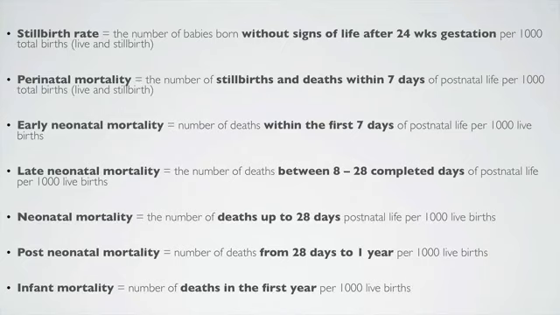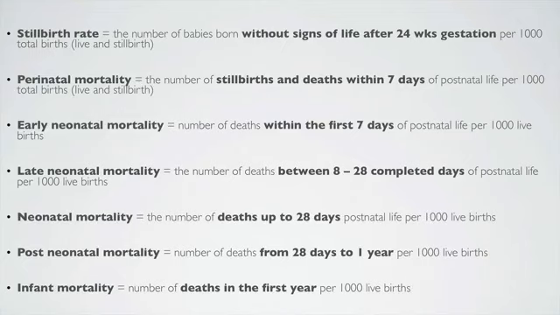So the stillbirth rate is the number of babies born without signs of life after 24 weeks of gestation per 1,000 total births. So stillbirth is when you are born after 24 weeks of gestation without signs of life. And so the stillbirth rate is the number of stillbirths per 1,000 total births. Perinatal mortality is the number of stillbirths and deaths within 7 days per 1,000 total births.